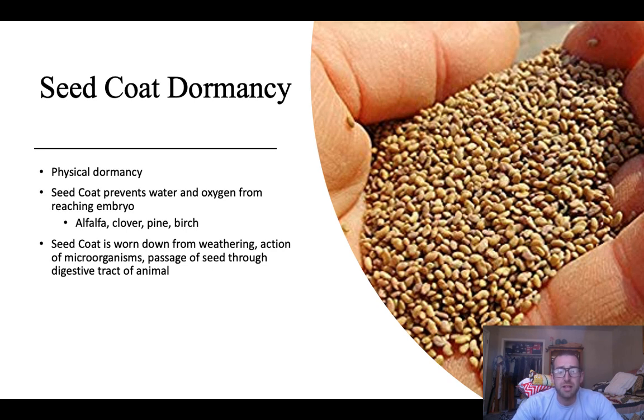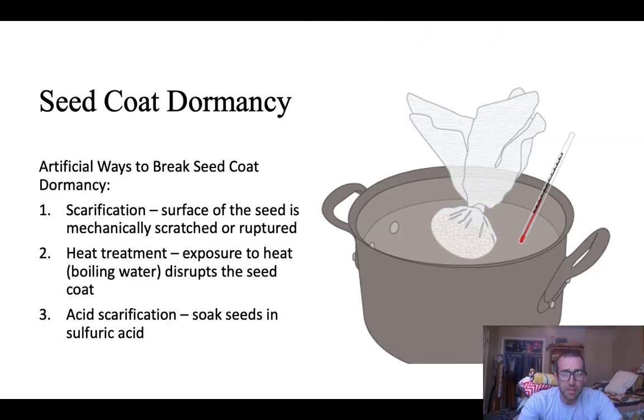So it's only after that seed coat gets worn down that germination will occur. And that seed coat will get worn down naturally from weathering, being exposed to the environment, or the action of microorganisms that start to break it down, or possibly passing through the digestive tract of an animal. Now, for us, if we're propagating, we have a couple different ways to actually break that seed coat dormancy.